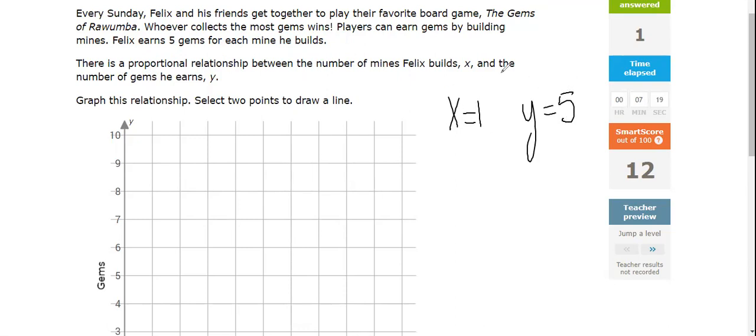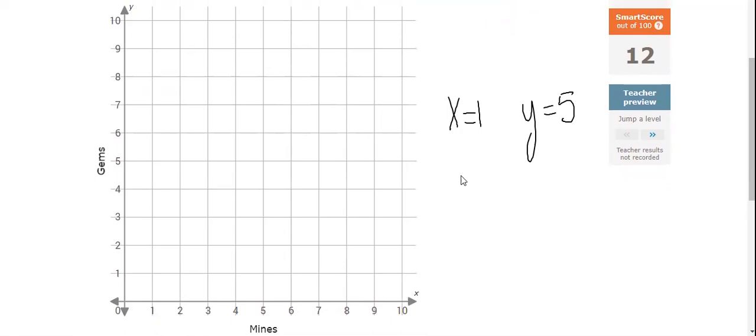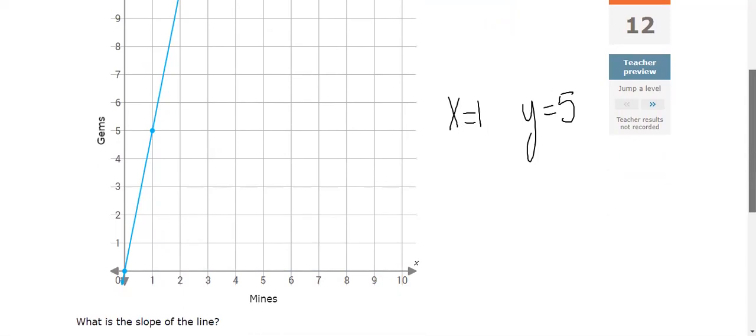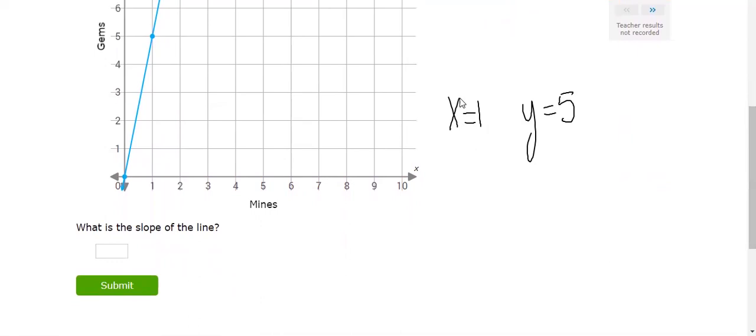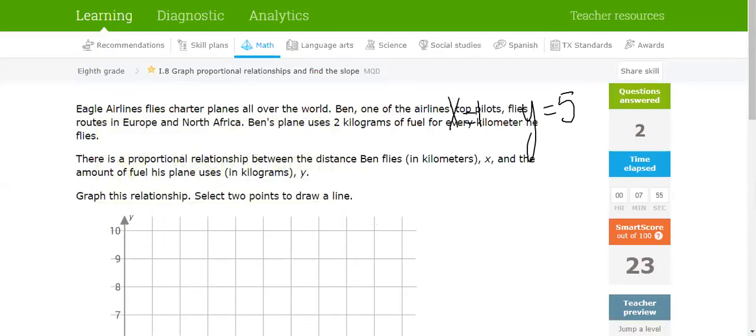So I'm going to use this information to draw my graph. It's going to pass through the origin because it's a proportional graph. And then when x is equal to 1, y is equal to 5. And what is the value of k? What is the slope? It is y divided by x. So 5 divided by 1 is 5. So the slope is going to be 5. And let's submit. Let's look at the next example.